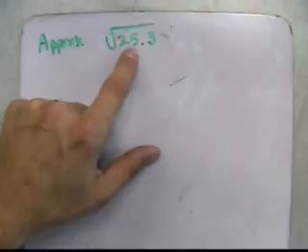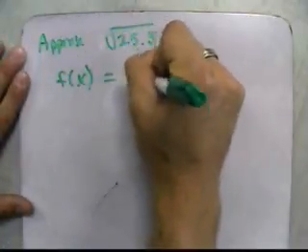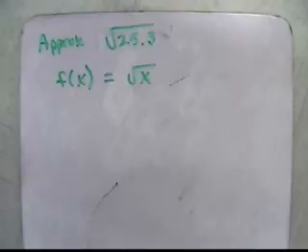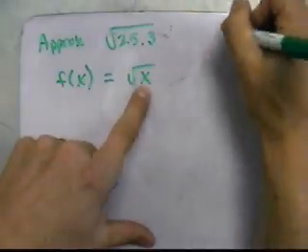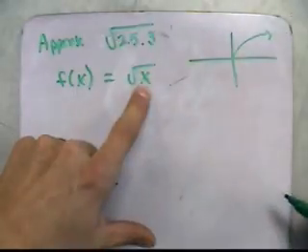So what I want to do is approximate the square root of 25.3, and I want to do that by using the square root function. My function f of x is going to equal the square root of x. That's the function that I'm talking about, okay? Now, if I thought about what the graph looked like, the graph of the square root of x is one of these guys like that, right? You guys are all okay with that?